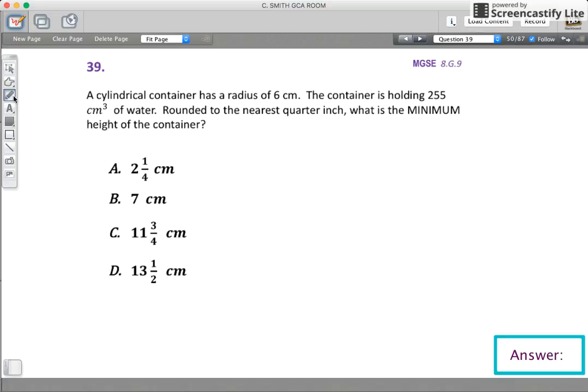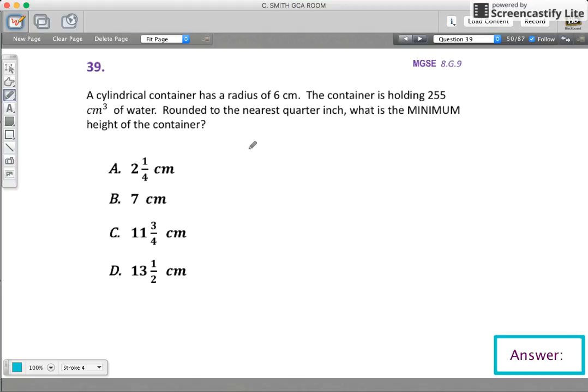All right, a cylindrical container has a radius of 6 centimeters. The container is holding 255 centimeters cubed of water. Round to the nearest quarter inch, what is the minimum height of the container?